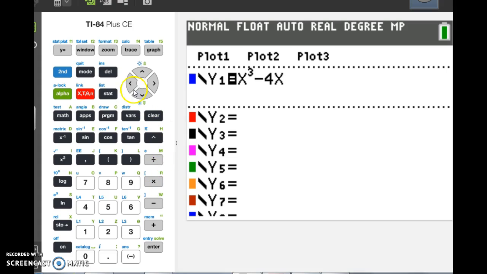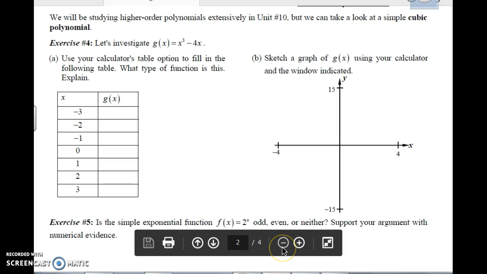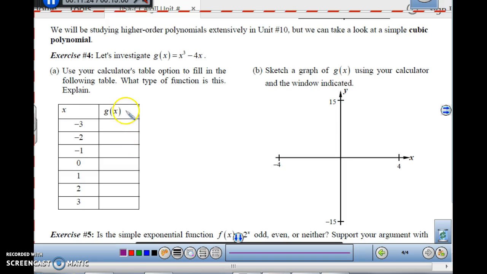So if I'm going to look at my table, all right, from -3 to +3. So here are my values, -15, 0, 3, 0, -3, 0, 15. Okay, so I'm going to fill in those values. All right, so we have -15, we have 0, we have 3, we have 0, we have -3, we have 0, and we have 15.